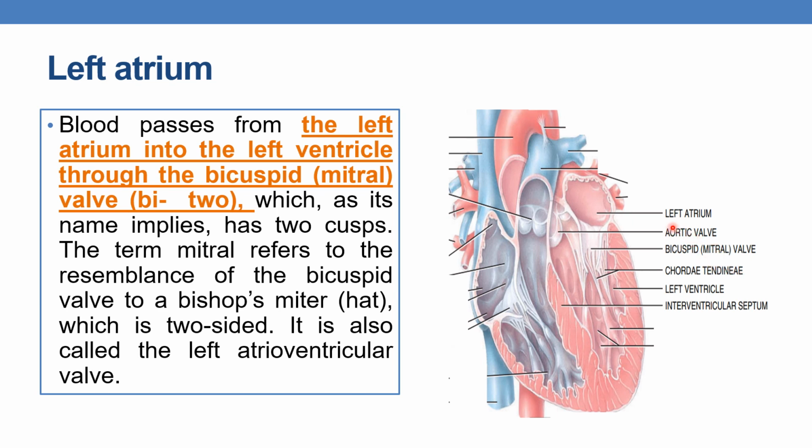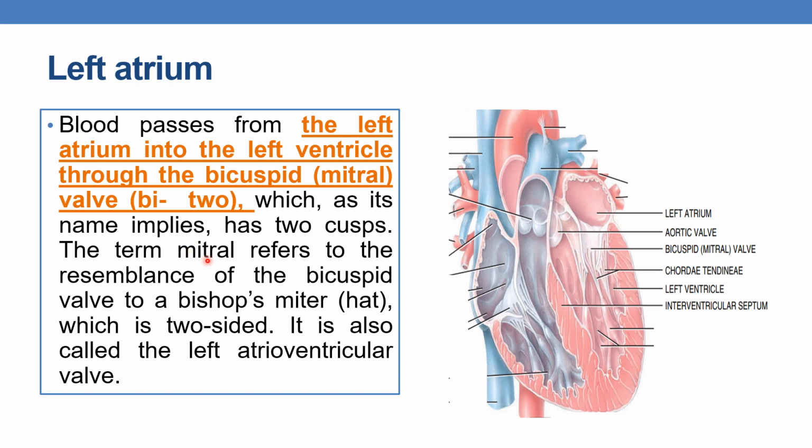Remember, left side LM, left side mitral valve, right side tricuspid valve. Mitral valve is also called bicuspid valve because it has two cusps. The blood passes from the left atrium into the left ventricle through the bicuspid or mitral valve, which, as its name indicates or implies, has two cusps.